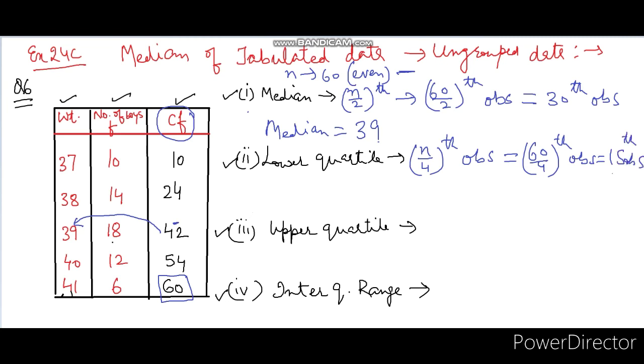It simply means the 15th observation will now be checked in the CF part, cumulative frequency. Now where does 15 fall? 15 falls in the cumulative frequency 24, and against 24, what is the weight? Weight is 38. Right, so our value of lower quartile is 38. This way we finish the calculation of lower quartile.